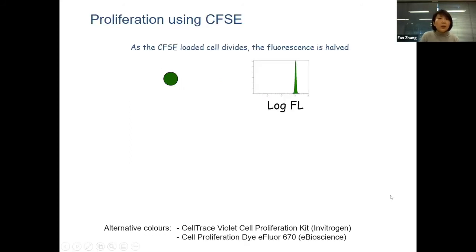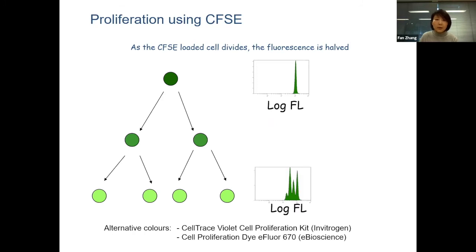We also can study cell proliferation using tracing dyes, such as CFSE. The cells are loaded with CFSE. As cells divide, the fluorescence is halved. After a length of time, we analyze the sample. The CFSE fluorescent intensity reveals the cell division profile.